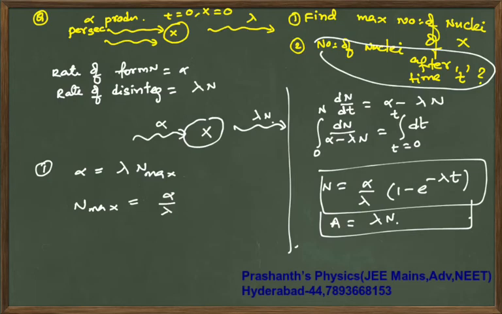Next, apart from simultaneous production and decay, there are other methods like successive disintegration and parallel disintegration. Successive disintegration means A becomes B, B becomes C. Parallel disintegration means at one time A gives both B and C. We need some clarity on these, so I will talk about it now.